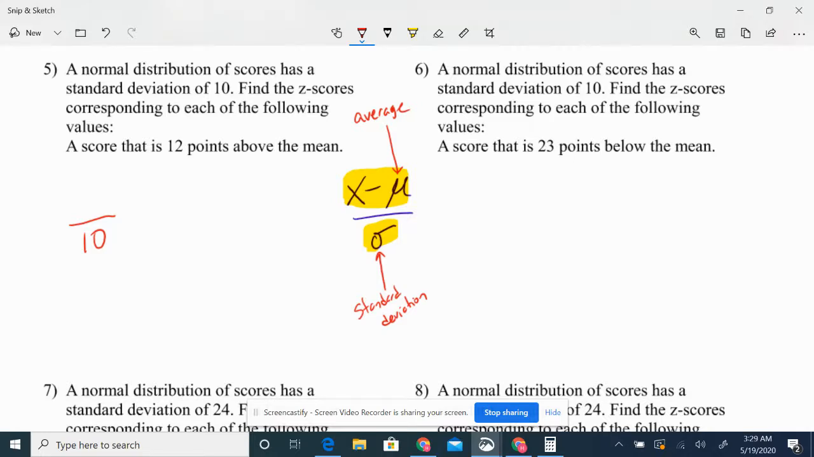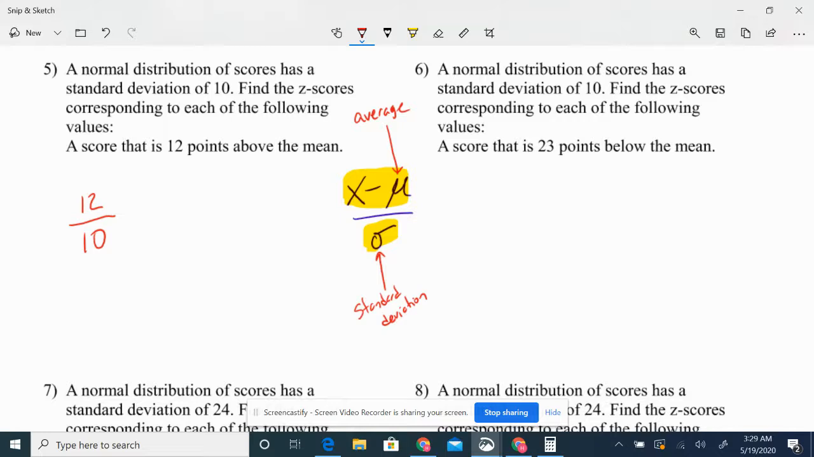Remember I said that x minus mu, the top of my fraction, is for me to know what's the difference from the mean. If it's above the mean, it's a positive value. If it's below the mean, it's a negative value. So above is positive, below is negative. So a score that is 12 points above the mean, that means I have a positive 12 on top.